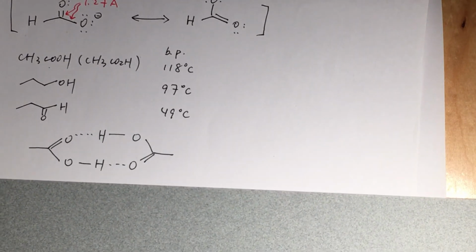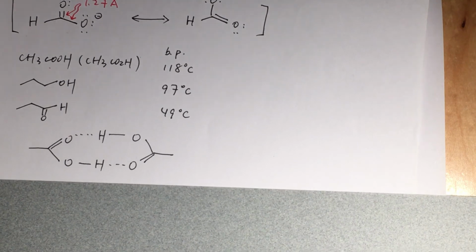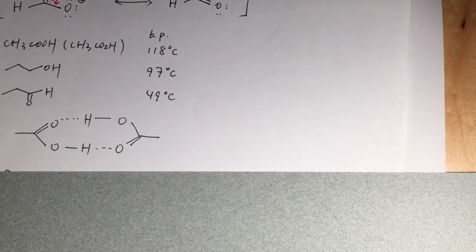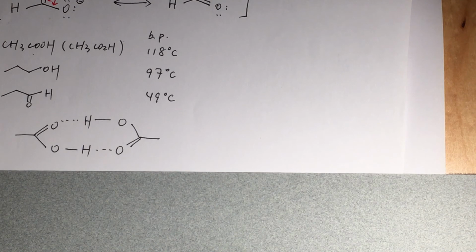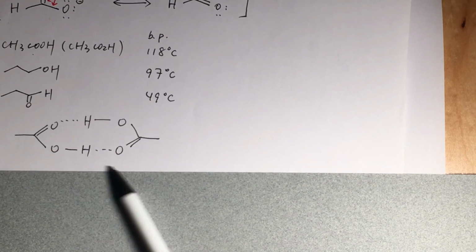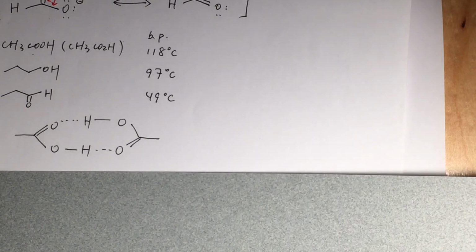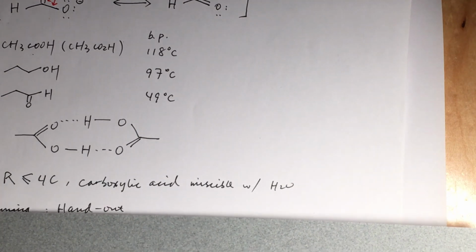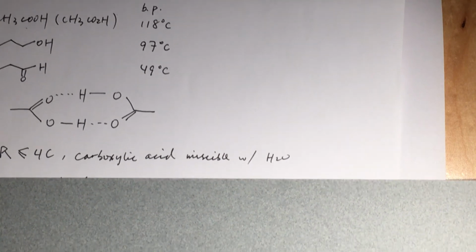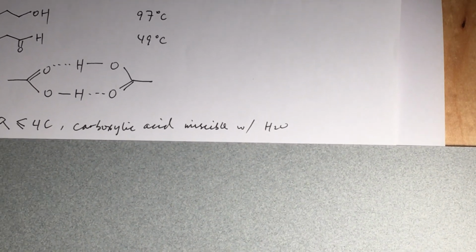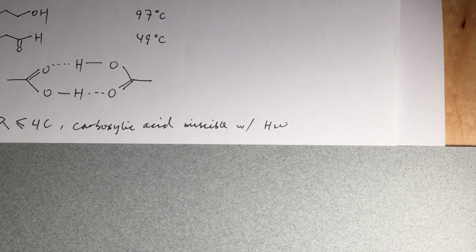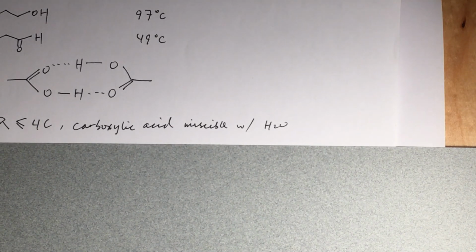Carboxylic acids, especially smaller ones, tend to exist in this dimer form because of the very strong hydrogen bonding. Because of that, carboxylic acids also tend to dissolve in water pretty well. When a carboxylic acid contains 4 carbons or less, the corresponding acids are typically miscible with water.